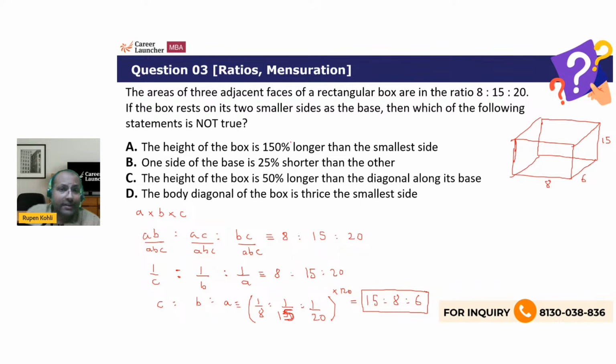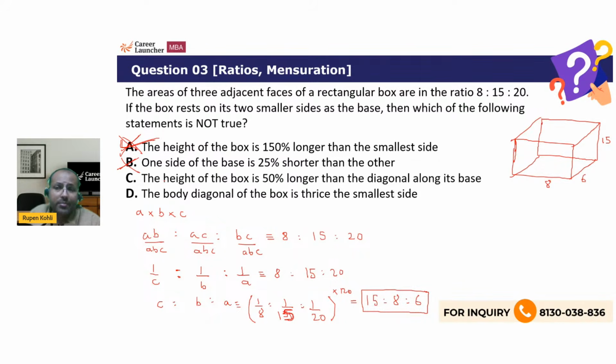So is the height 150% longer than the smallest side? Yes. 15 versus 6. 15 is 150% more than 6. So this is not my answer. I mean, this is a true statement, and I'm searching for the statement which is false. One side of the base is 25% shorter than the other. Yes, exactly the correct statement. 6 is how much percent less than 8? 25%. This is also not my answer, because this is also true.